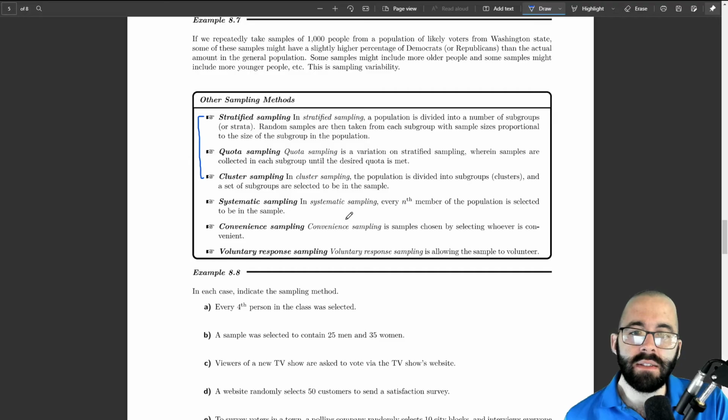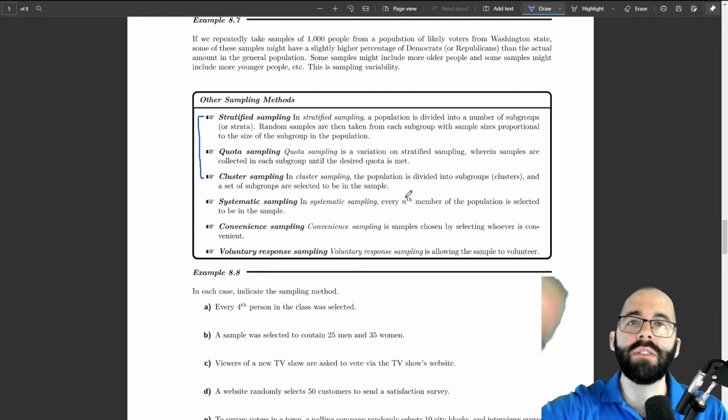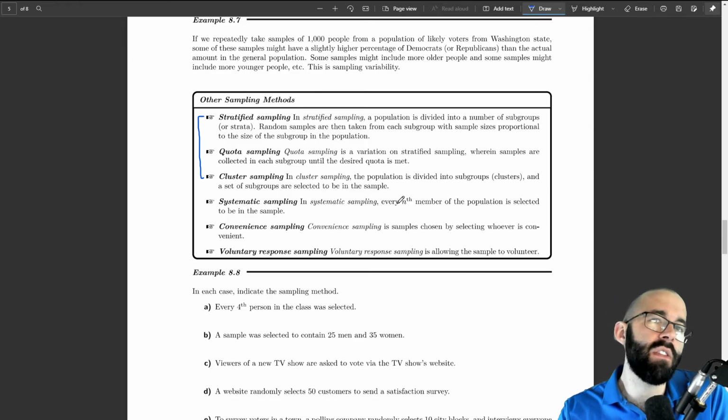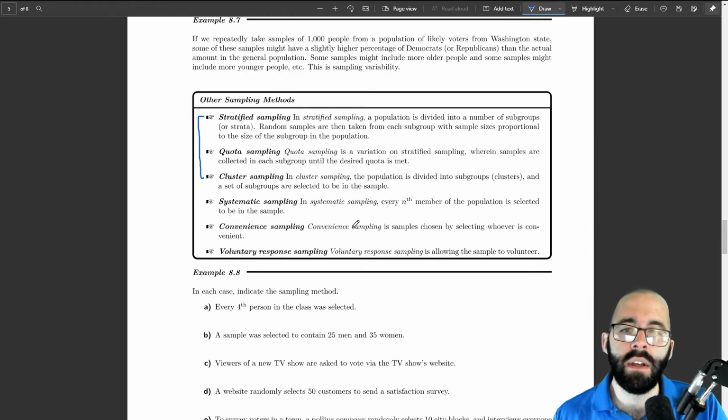Systematic sampling is every nth member of the population. So maybe you have a list of people and you just pick a random start, and then you say, we're going to sample every 5th person on this list. That's what it means, every nth. Every 5th person, every 4th person, every 17th person, etc.